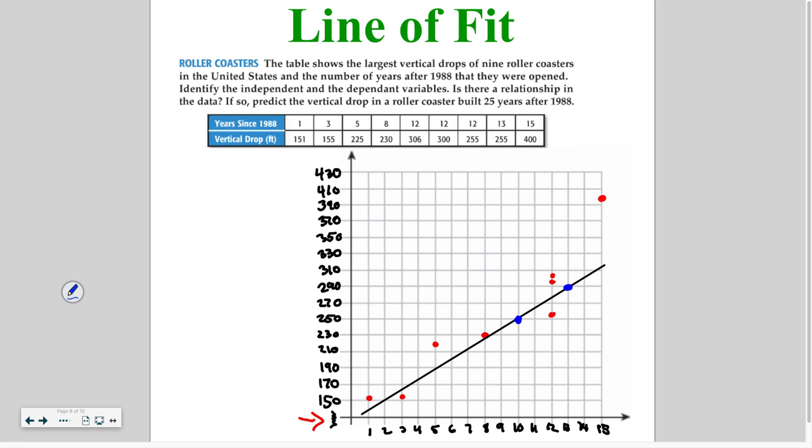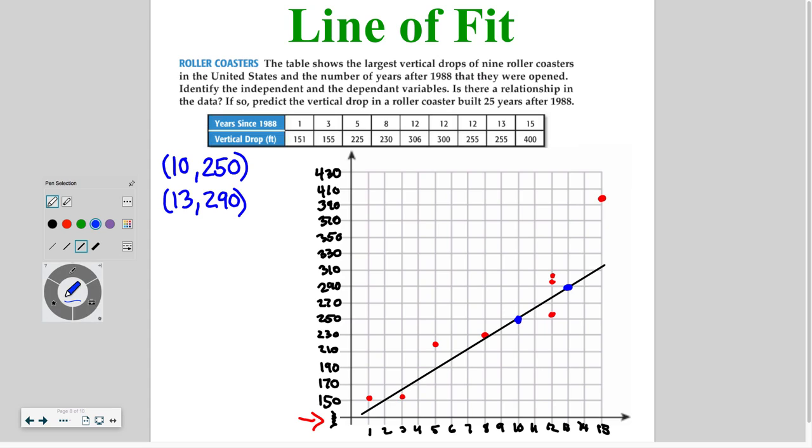So I'm going to continue using this line that I have. If you want to follow along with me, that's fine. If you want to try following along with your own line that you drew in, you can do that as well. So my 2 points that I'm using are 10 to 50 and 13 to 90. So now I'm going to use those 2 points to find slope using the slope-intercept equation.